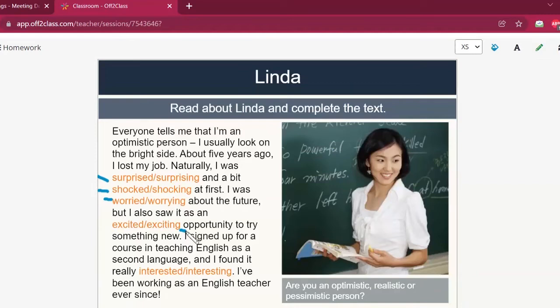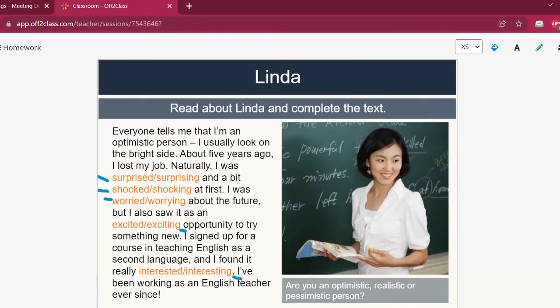I signed up for a course in teaching English as a second language, and I found it really interesting. I've been working as an English teacher ever since. So here, I found it really interesting.